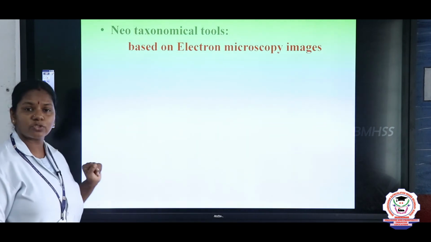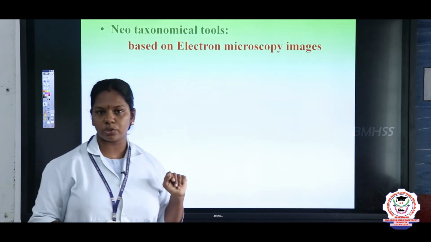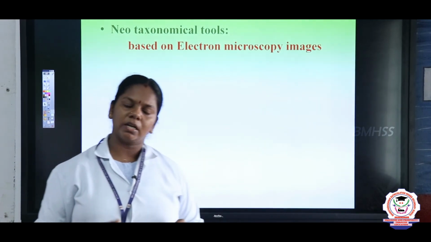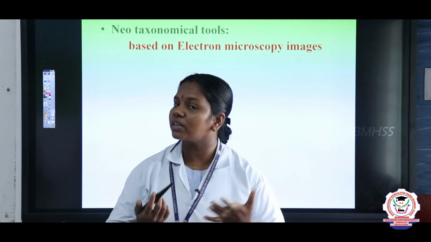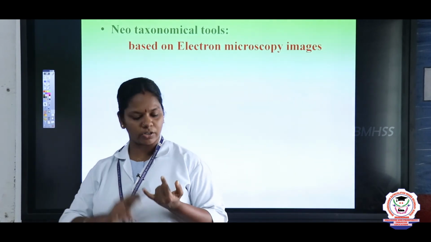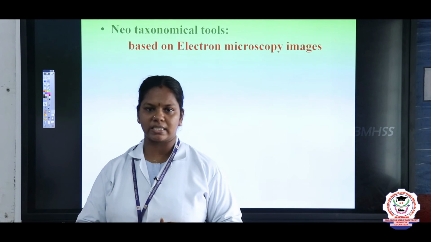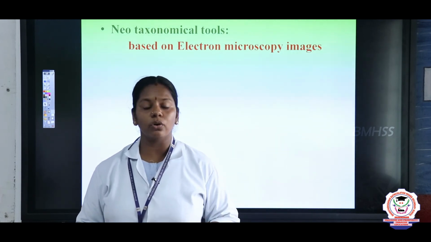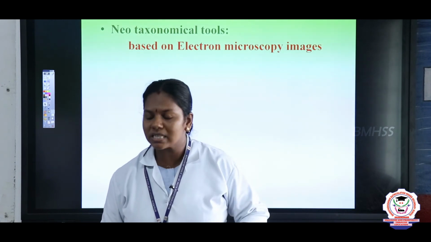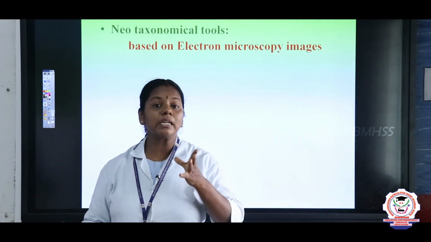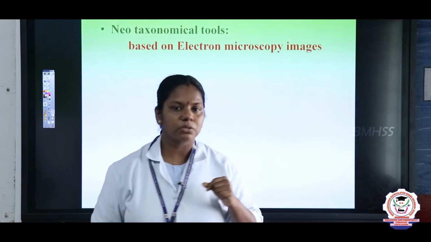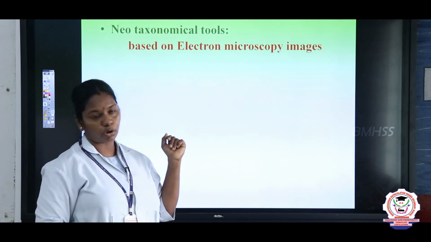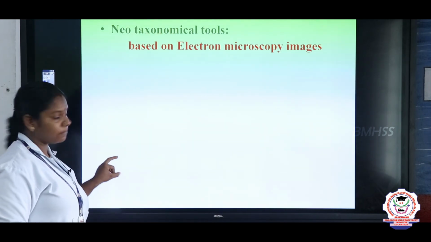And next we are going to study the neo-taxonomical tools. It is about electron microscopy images. For example, children, if you want to study the cell organelles, in our cell we have mitochondria, endoplasmic reticulum, nucleus. We cannot see our cell with the naked eye. So if you want to study the cell organelles, we need the help of the electron microscope. The details regarding the electron microscopic images are called neo-taxonomical tools.